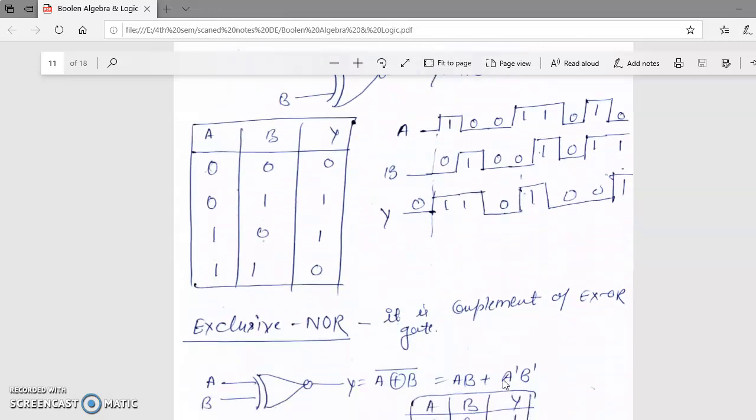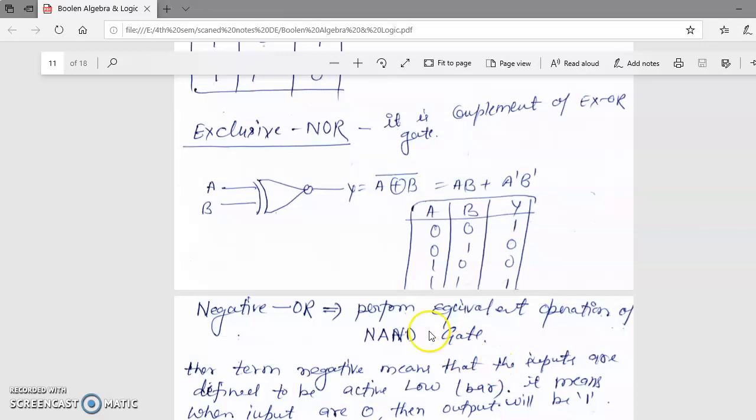Next one, opposite to XOR, is the XNOR gate. So we put the bubble here and the bar here. The complement of A XOR B is called exclusive NOR gate or XNOR gate. What happens? It is just opposite to the XOR gate. When the inputs are 0 0 or 1 1, both inputs 1 1 or 0 0, we get the output 1, and when the inputs are in the 0 1 or 1 0 combination.